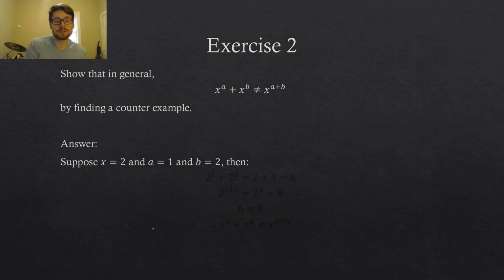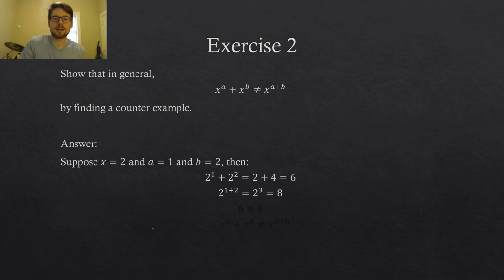Okay, so suppose x is 2, and a is 1, and b is 2. I just kind of picked these numbers at random. I kept them small so they're easy to work with. So the first one on the left-hand side, we raise 2 to the 1 and 2 to the 2. That's going to get us 2 and 4, right? 2 to the 1 is 2, 2 to the 2 is 4, and so we get 6.